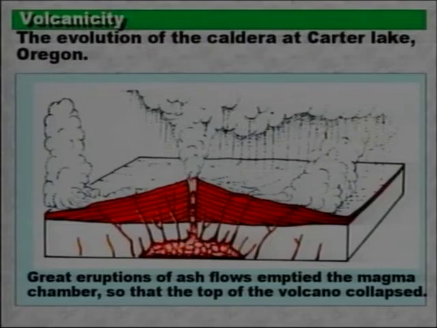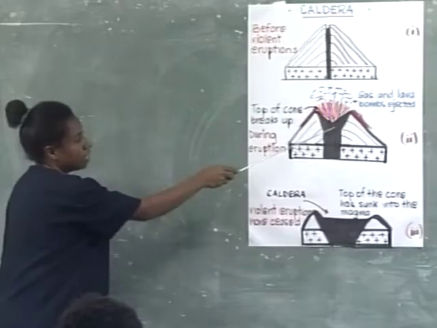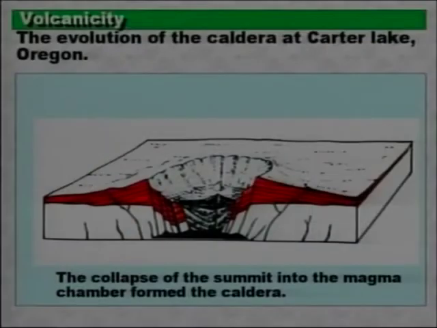Great eruptions of ash flows emptied the magma chamber so that the top of the volcano collapsed. And the collapse of the summit into the magma chamber formed what is the caldera today. Here we are looking at the blowing off of the top of the volcanic sides. From the monitor we've looked at eruptions, as well as the sinking or the engulfment of the materials, resulting in a depression.